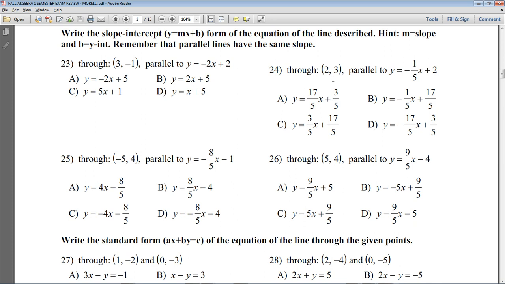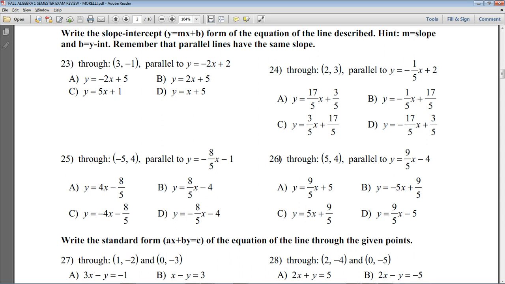Let's look at number 24. Okay, number 24, it's giving us negative 1/5. There's only one that's got negative 1/5. How about number 25? Negative 8 over 5. Okay, so this is negative 8 over 5 plus 4x. Okay, that's wrong. Negative 8 over 5x. Okay, there's only one there again that's got the correct slope.